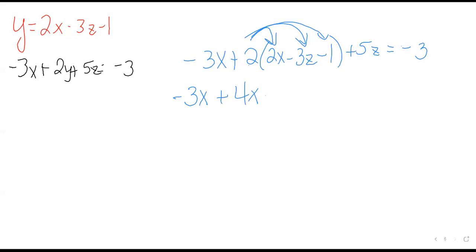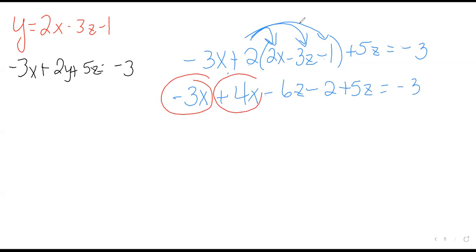2 positive and a negative give me a negative, and then 2 times 3 is 6z. And again, negative and a -2 plus 5z. Everything else stays exactly the same. Now, once again, I'm combining my like terms. So there's an x, there's an x, there's a z, there's the other z.